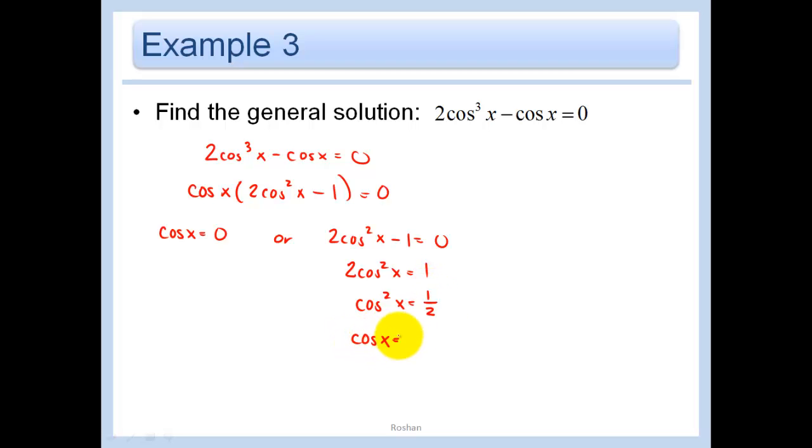Cosine x equals plus or minus root 1/2, which is plus or minus root 1 over root 2, which is plus or minus 1 over root 2. Still not looking familiar. What does 1 over root 2 equal to? Let's see, let's rationalize the denominator. Oh, root 2 over 2. That looks really familiar. Yay. Plus or minus root 2 over 2. So let's tackle this one first.